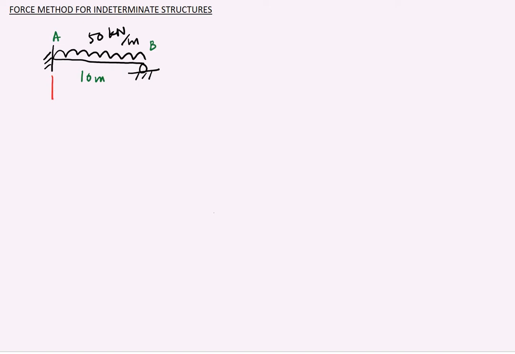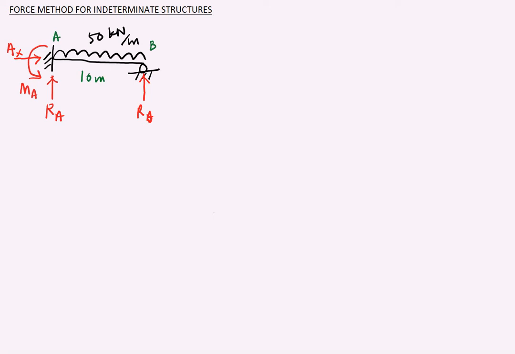So at A we have reaction at A in y direction, and then we also have AX, force in x direction, and then we also have moment at A. And at point B it's a roller, so we only have reaction at B in y direction.